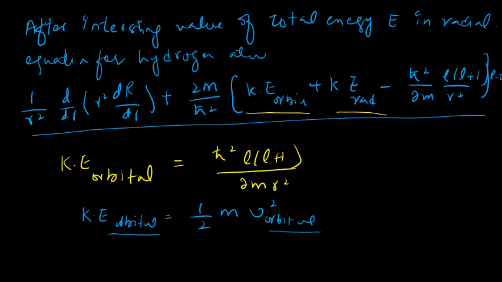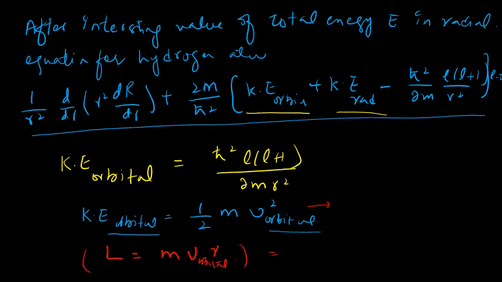And the total angular momentum, as we know, is always L equals mvr. Here v is again the orbital velocity, and L equals mvr. So from this equation we can find the value of v by squaring this equation.